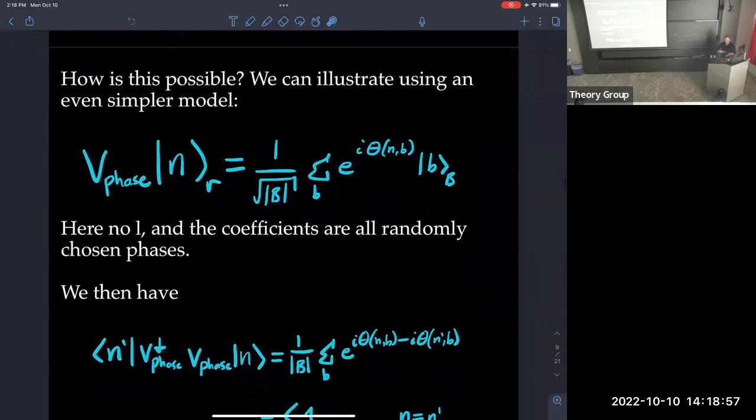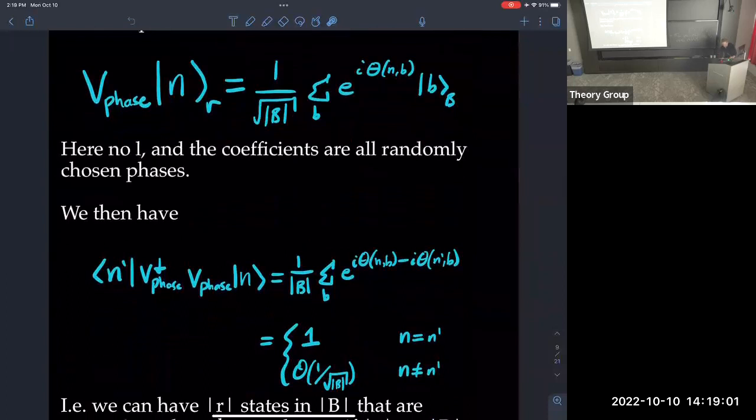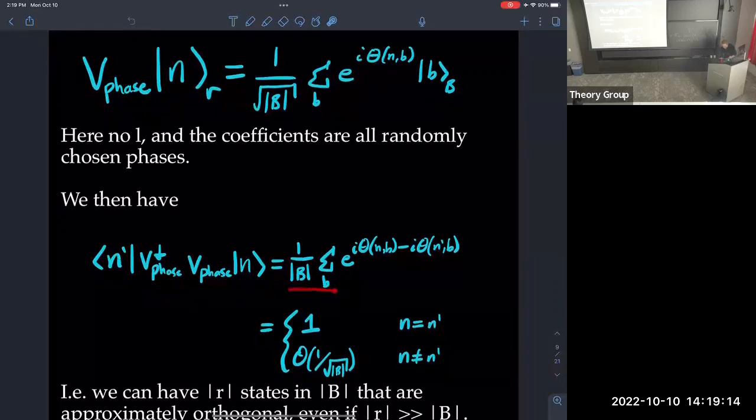And then you can just compute on a piece of paper this inner product. You take any two states in little r, we'll call them n and n prime, act V phase on them, and then take their inner product. What you get is this equality, where you get 1 over the dimension of B, and then the sum over all states in capital B of this difference in phases.